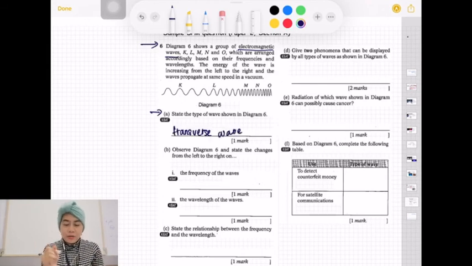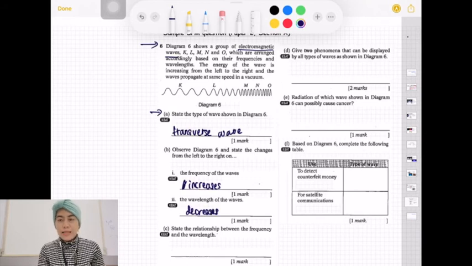And then they talked about the energy increasing from the left to the right. So when the question talks about the changes that happen from the left to the right in terms of frequency and wavelength, you can talk about it, because they don't talk about the changes in frequency and wavelength in the information part of the question there, right? Okay, so as we're moving from left to the right, the frequency increases and the wavelength decreases.